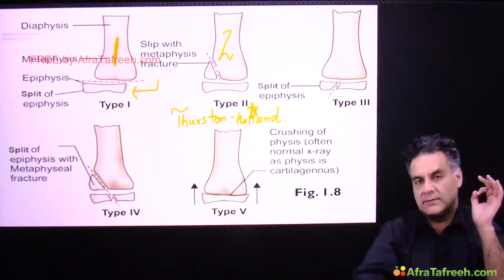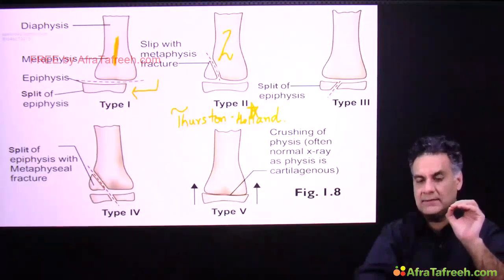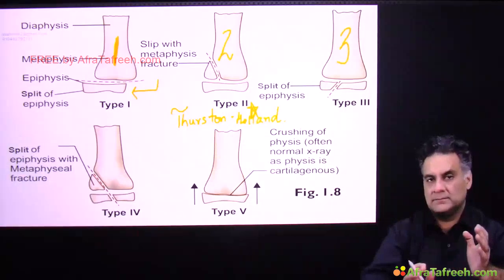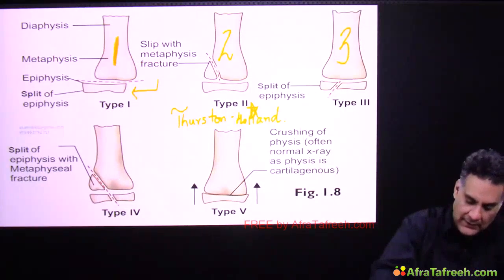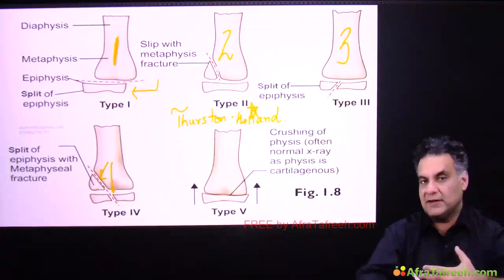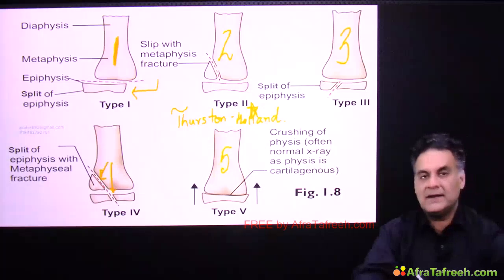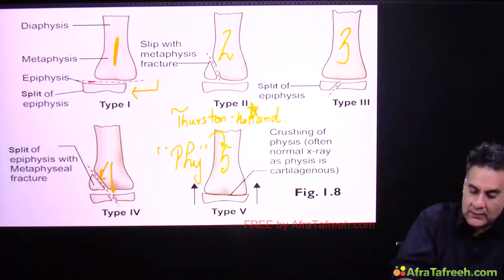They will ask you this question. Commonest, commonly asked. Salter-Harris type 3 is a split of epiphysis into two parts. Salter-Harris type 4 is a split of epiphysis along with the metaphysis. And type 5 is a vertical crushing injury where the growth plate gets damaged. Type 5, physis gets damaged.